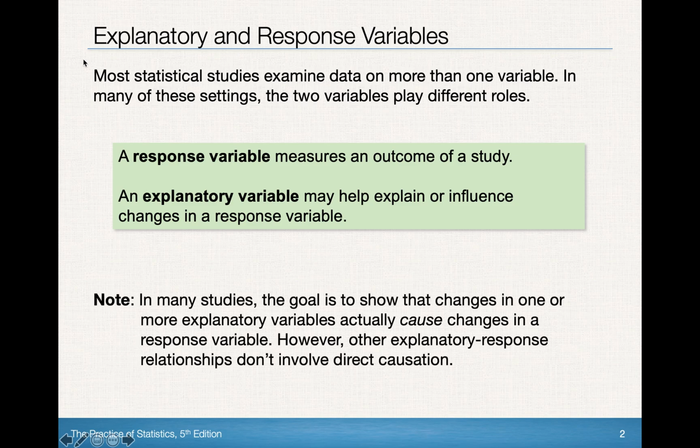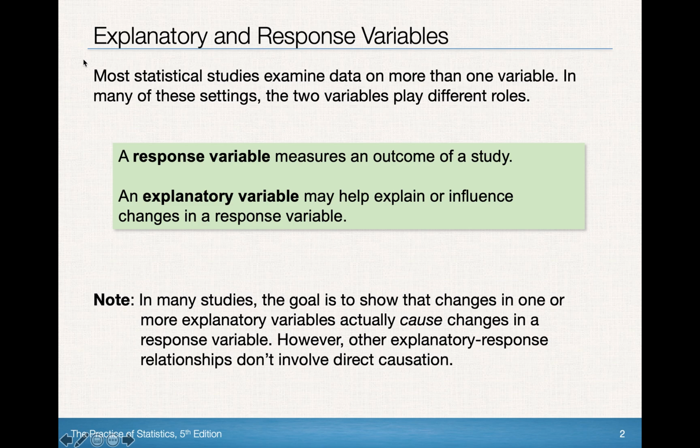In many studies, the goal is to show that changes in one or more explanatory variables actually cause the changes in the response variable. However, other explanatory-response relationships don't involve direct causation. So right now, we're just looking at the relationship between two variables, one the explanatory, one the response. We're not necessarily saying that one causes the other. We just want to know if there is a relationship between them.